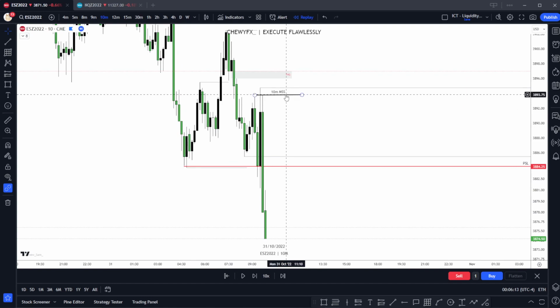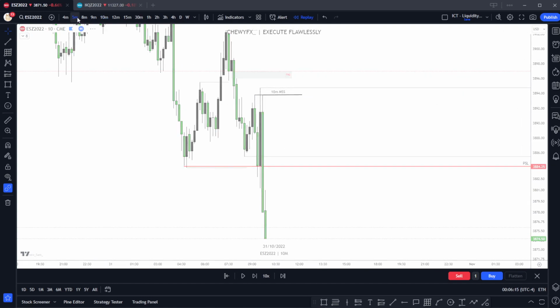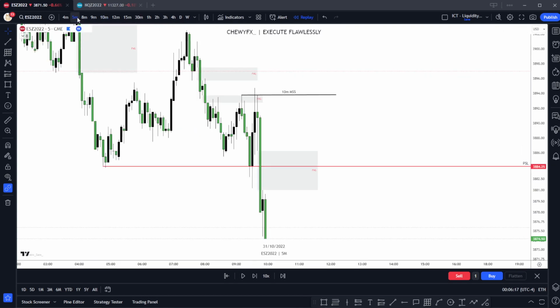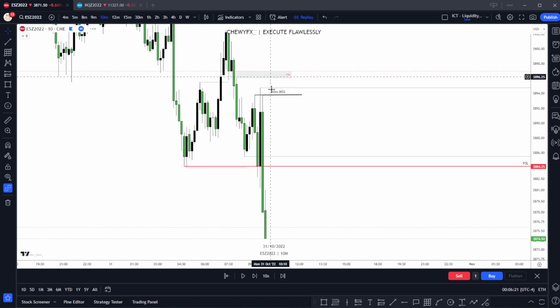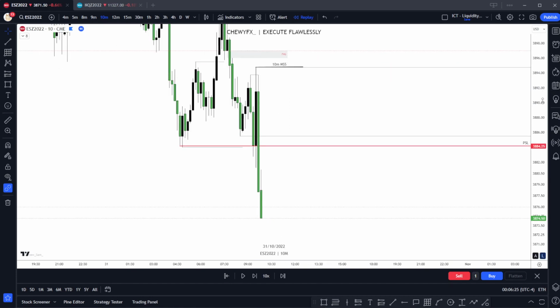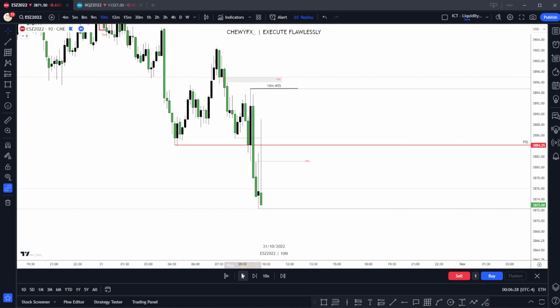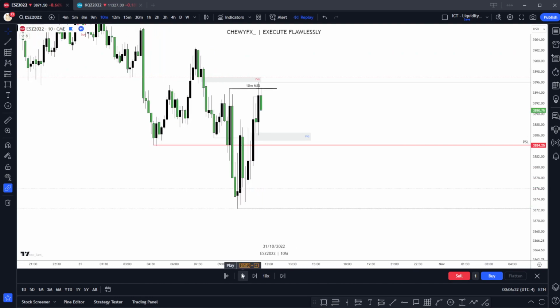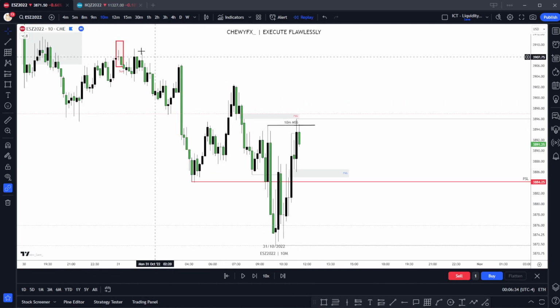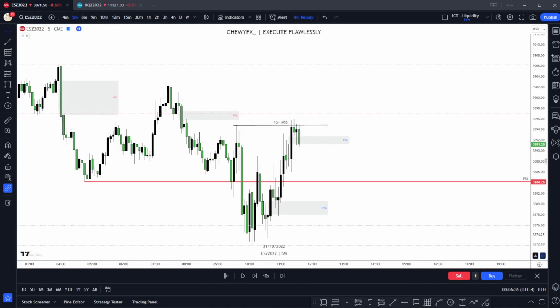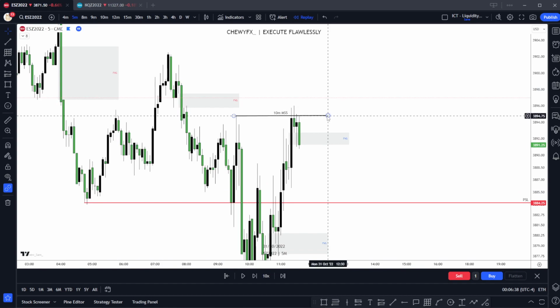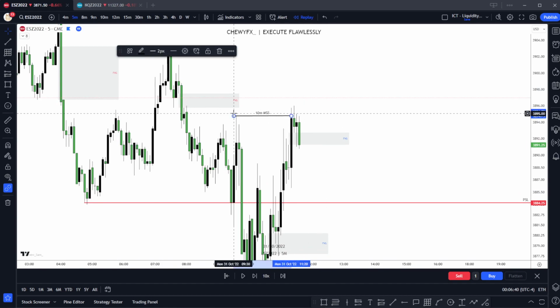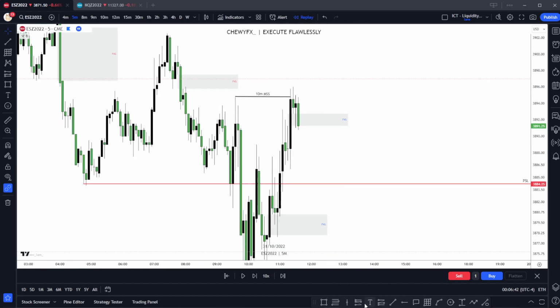Okay, we swept it again. That is not a good candle. So we are now looking for a new high, which should be this. Okay, so I should be on the 5-minute time frame. Anyways, we have a strong 10-minute market structure shift here.